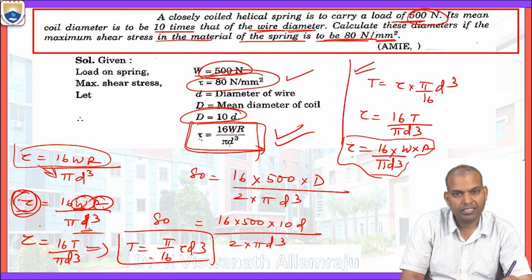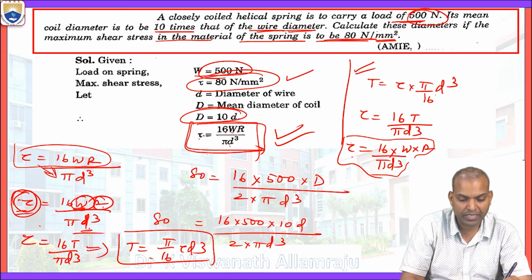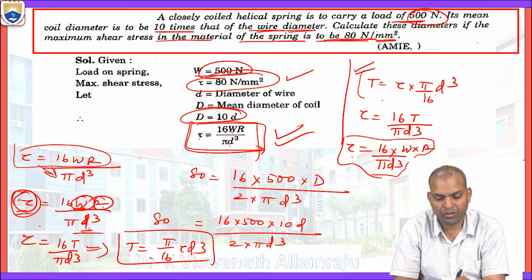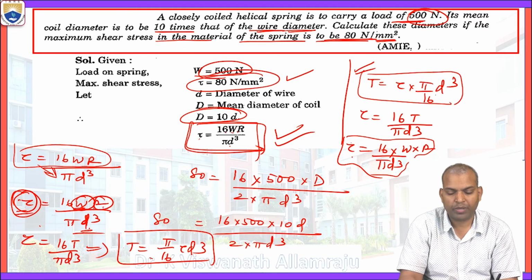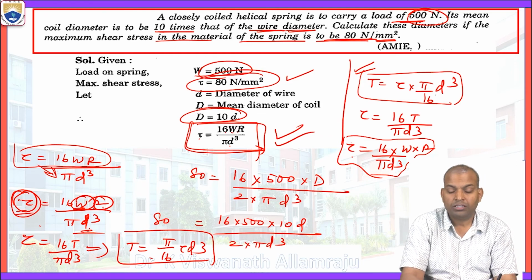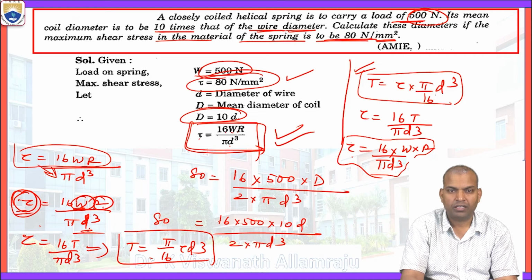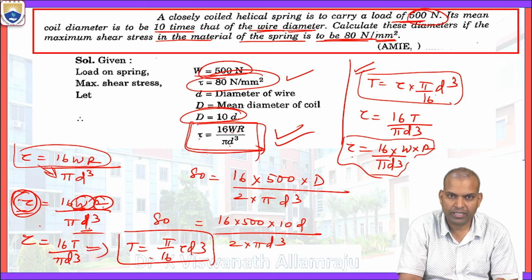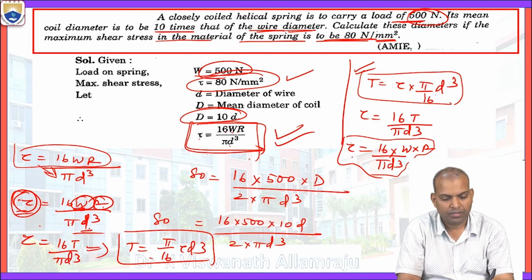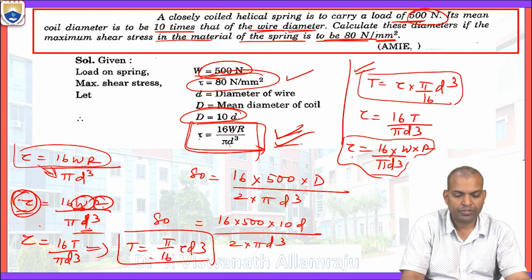So if we understand the shear stress developed inside the material of the closely coiled helical spring, this formula is derived from the formula of torque T equal to tau times pi by 16 d cube. This is for a solid wire. The spring wire is solid, it's not a hollow wire. This is how we solved it.